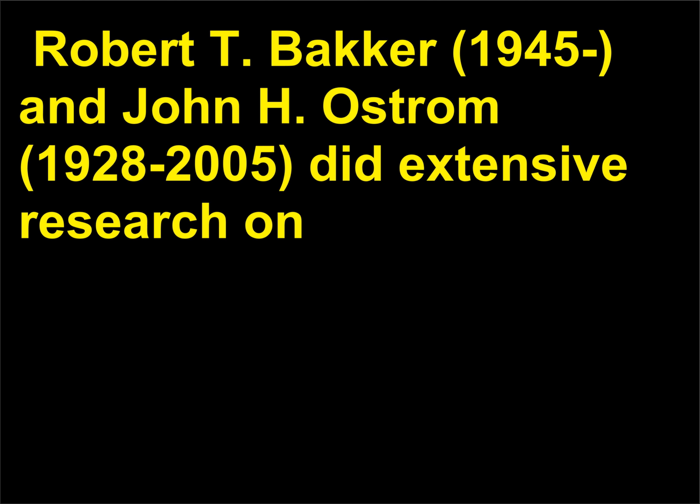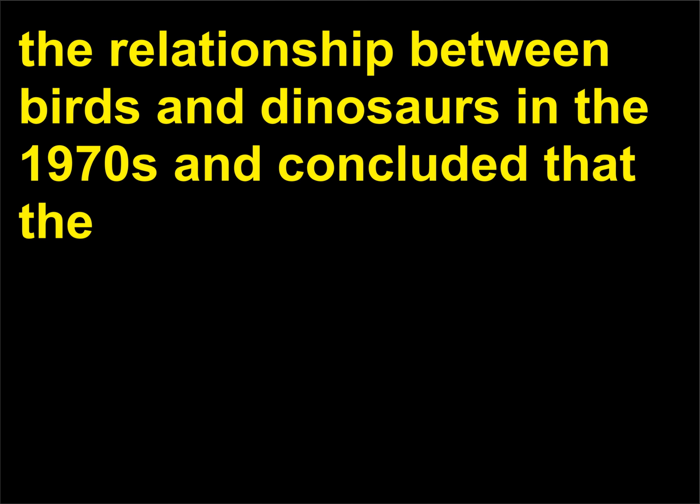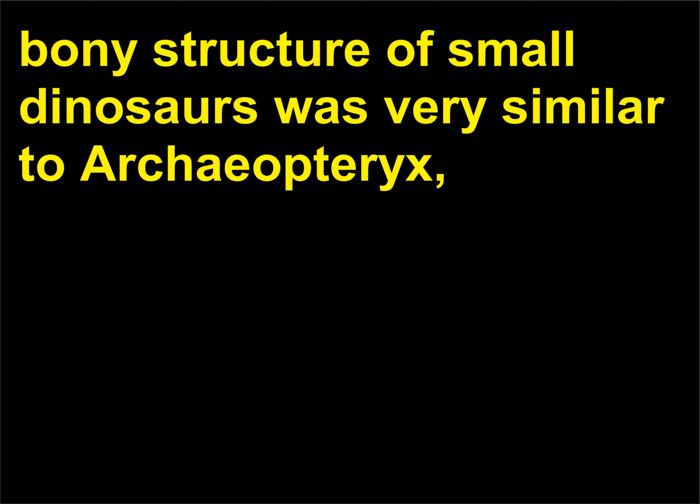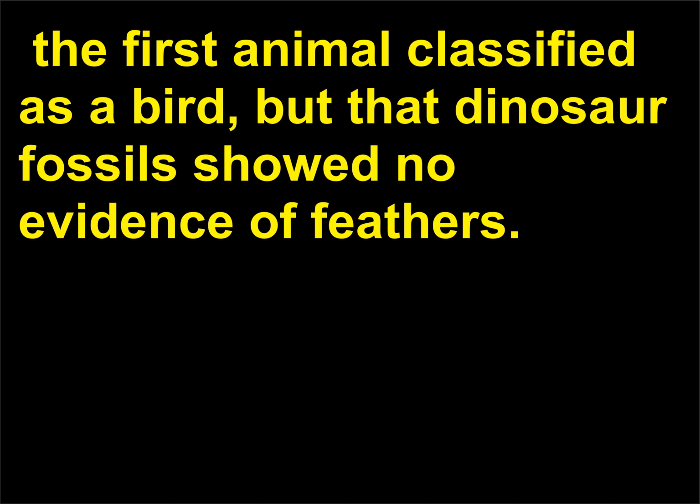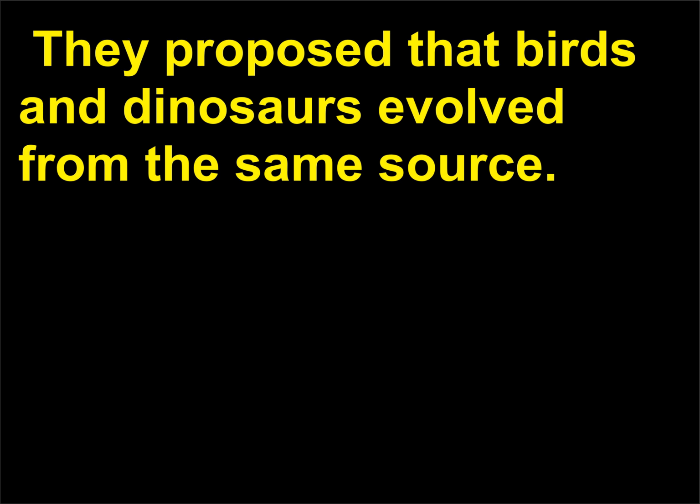Robert T. Bakker, born 1945, and John H. Ostrom, 1928 to 2005, did extensive research on the relationship between birds and dinosaurs in the 1970s and concluded that the bony structure of small dinosaurs was very similar to Archaeopteryx, the first animal classified as a bird, but that dinosaur fossils showed no evidence of feathers. They proposed that birds and dinosaurs evolved from the same source.